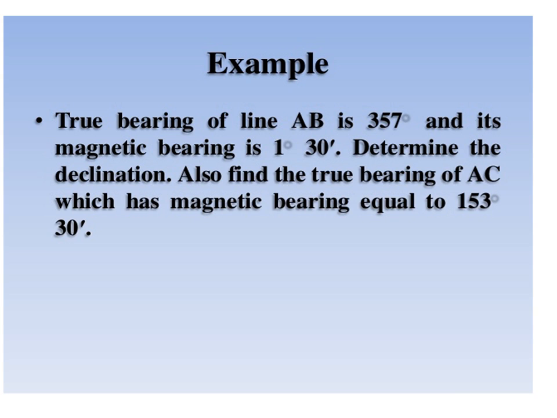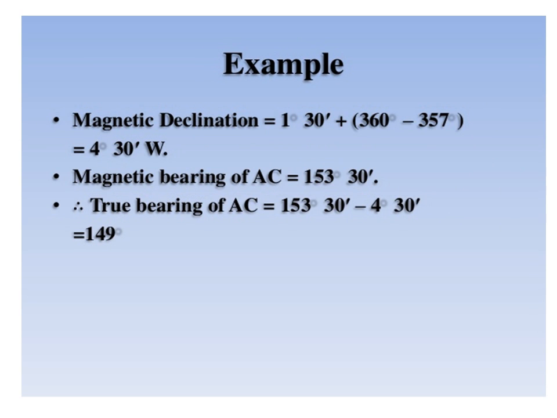In this slide we are going to see the problem how to calculate the declination when the true bearing and magnetic bearing of line is given. So in the given problem, true bearing of line AB is 357 degree and the magnetic bearing of line is 1 degree 30 minutes. So we are supposed to calculate the declination. Also we have to find the true bearing of AC, which has magnetic bearing equal to 150 degree 30 minutes. This magnetic declination is the horizontal angle between true meridian or true north and magnetic north. So 1 degree 30 minutes is the value of magnetic bearing, whereas 360 minus 357 degree is the horizontal angle, it is the true bearing.